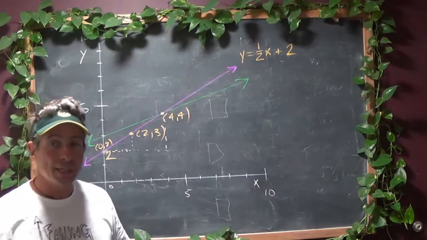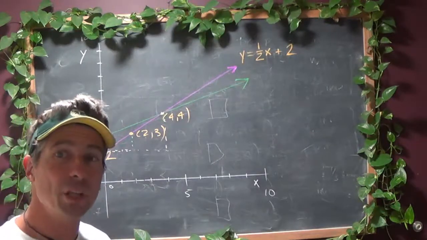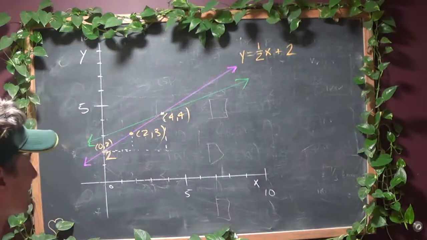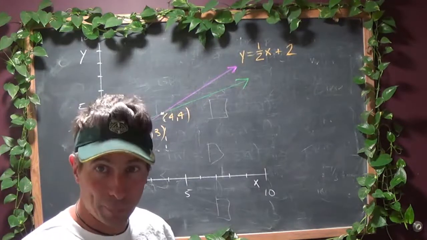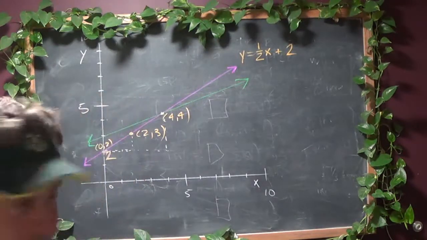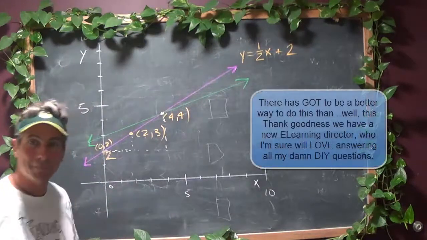So what I want you to do now is hit pause on this video, and try to do the exact same thing I just did, but do it with that green line instead of the purple one. So you go ahead and hit pause, and we're going to come back and we'll regroup and we'll see what you got. Okay, go for it.